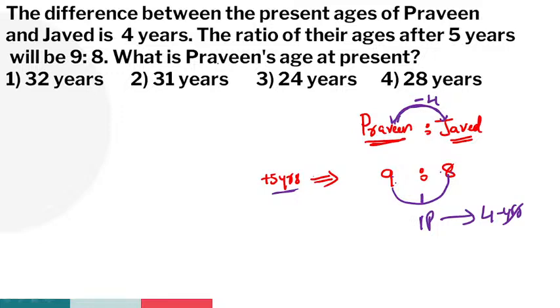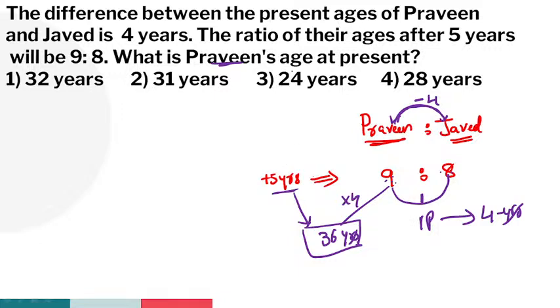So, what is Praveen's age at present? Okay? So Praveen is how many parts? 9 parts. One part is how many years? 4 years. 9 fours are 36 years. Okay, 9 fours are 36 years. So 36 years means after 5 years it is 36 years. After 5 years Praveen's age is 36 years.